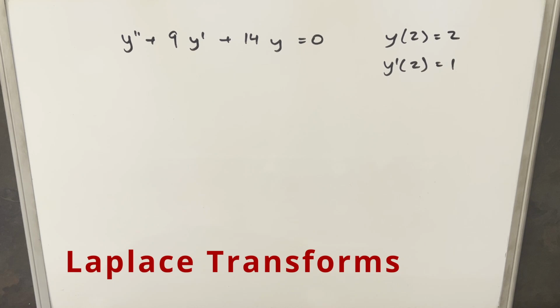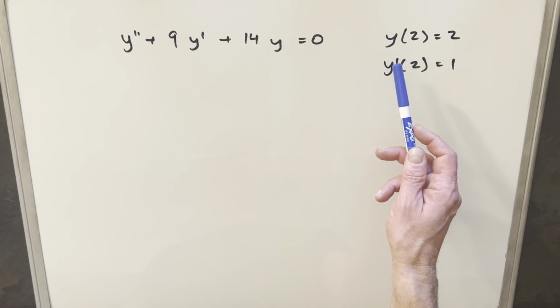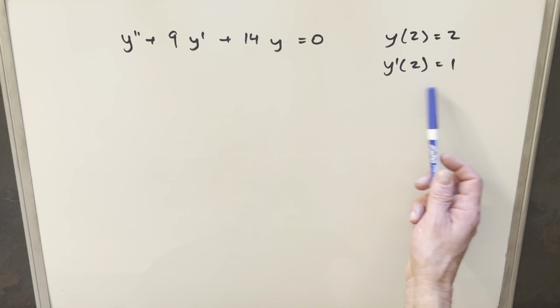Okay, continuing on today with our Laplace transform playlist. We have here another differential equation. We've got y double prime plus 9y prime plus 14y equals 0. And we have our initial conditions, y at 2 equals 2, and y prime at 2 equals 1.